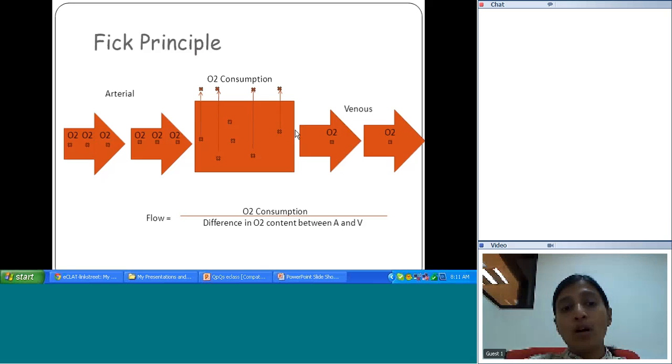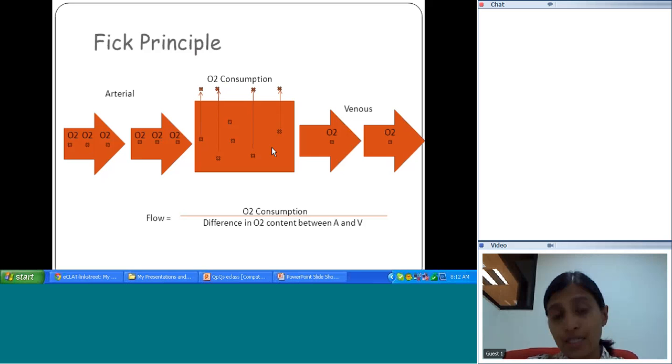Now, arterial blood carries oxygen to all the organs. In the organs, oxygen is consumed. Some of the oxygen which is not consumed comes out in the venous blood. Now, if you knew the amount of oxygen in the arterial blood, the amount of oxygen in the venous blood, and what the normal consumption of oxygen by the body is in terms of time, ml per minute, how much oxygen the body consumes every minute, then you can calculate how much blood is flowing through the body every minute.